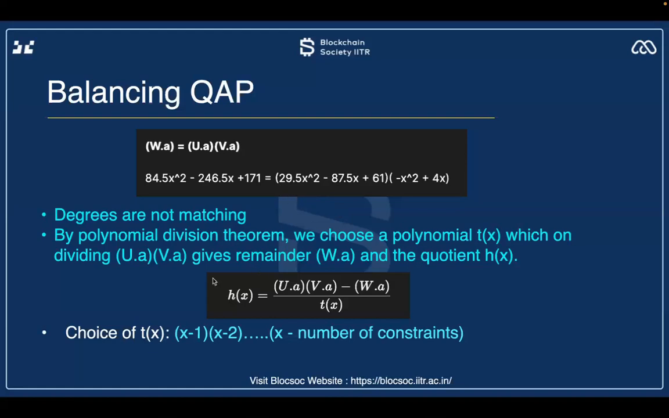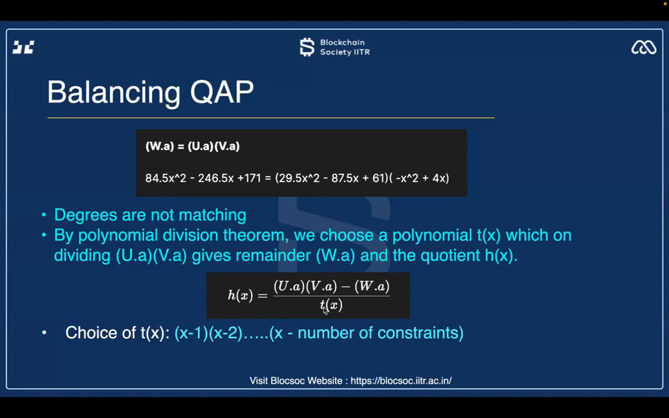We can achieve that with the help of the division theorem. So we will divide our polynomial UA into VA, which is of degree 4, with another polynomial TX that will give you a quotient HX plus a remainder WA. This is consistent with the polynomial division theorem which we have studied. Like any polynomial Px can be represented as Qx into Hx plus Rx.